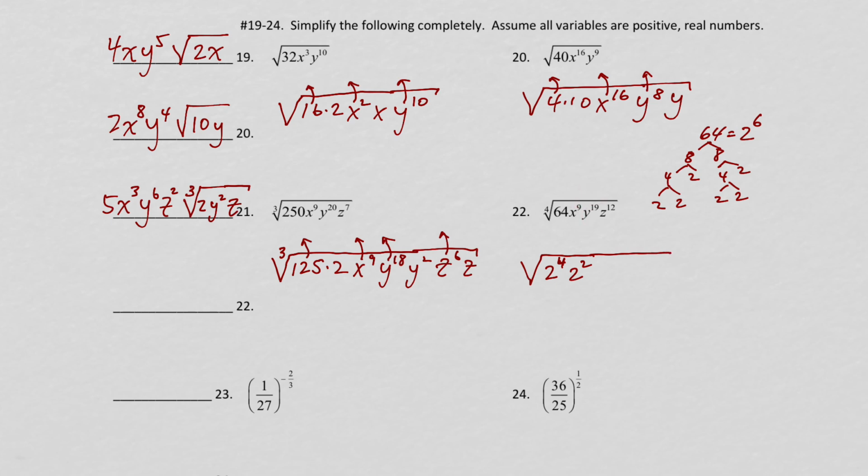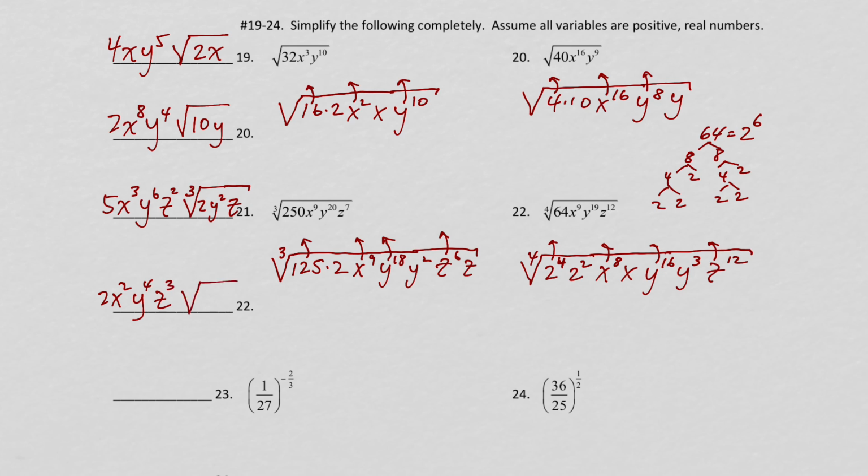9 is not divisible by 4, so I'll rewrite that as x to the 8th times x. 19 I'll write as, let's see, 16 and 3. And z to the 12 is fine the way it is. This is a 4 out here. Okay, so I'll take this out and I'll get 2 to the 1. I'll take this out and I'll get x to the 2. 8 divided by 4 is 2. I'll take this out and get y to the 4. 16 divided by 4 is 4. And this will be z to the 3.